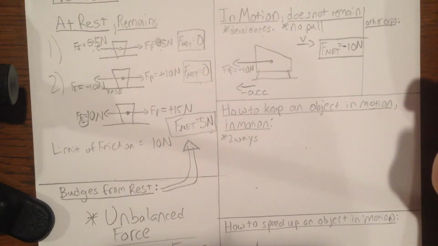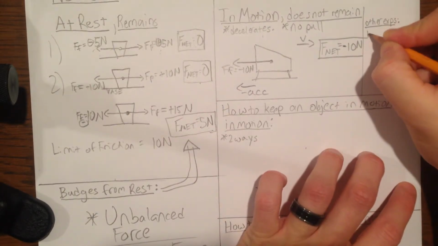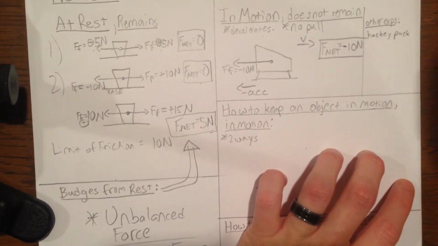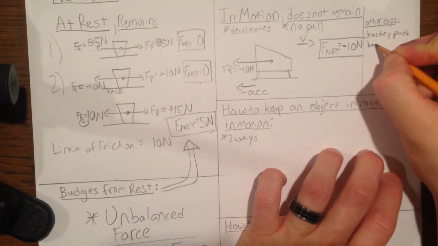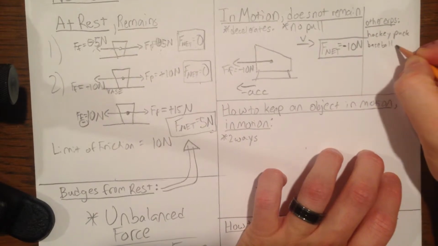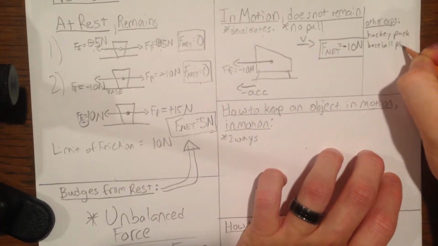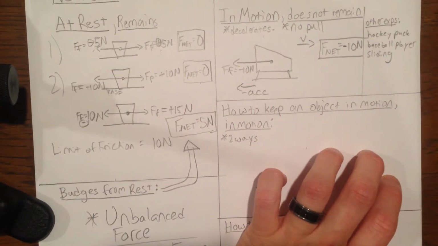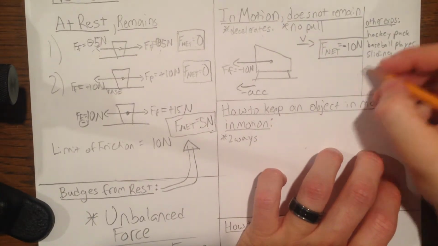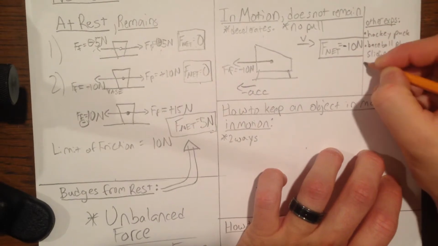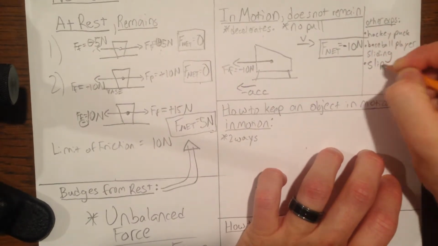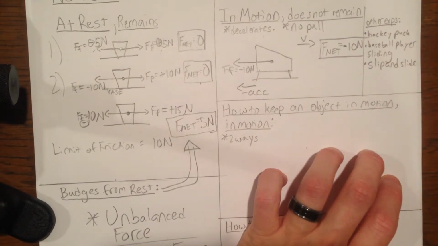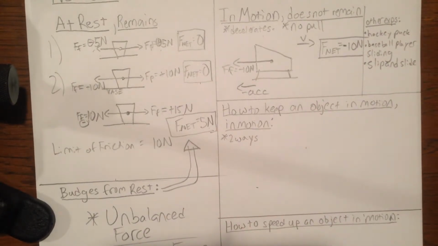And other examples of that include things like a hockey puck sliding along the ice eventually stops. You think of your own. Add one here. I always think of a baseball player sliding into second base. Negative net force slows down, due to friction. Or another really good one you might remember when you were little is the slip and slide. But I want you to add one of your own, all right?